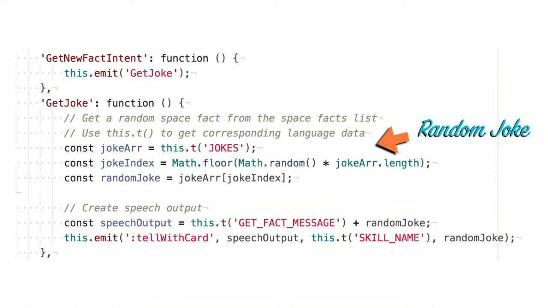And then the code itself, get new fact will be triggered whenever a request with that particular intent comes into Lambda. That runs the get joke function, which pulls in that array, grabs a random element out of the array, and then does this emit event, tell with card, and the speech output, which is the text of the joke. So it's pretty simple. Even if you're not super familiar with code, understanding this probably isn't incredibly complicated, or if you're not familiar with JavaScript anyway.